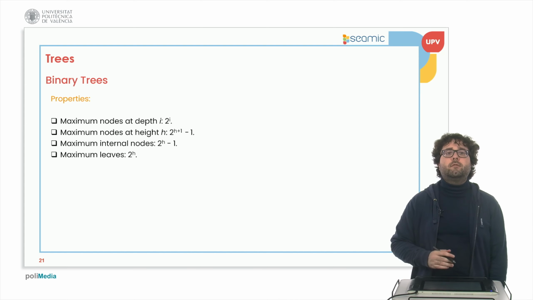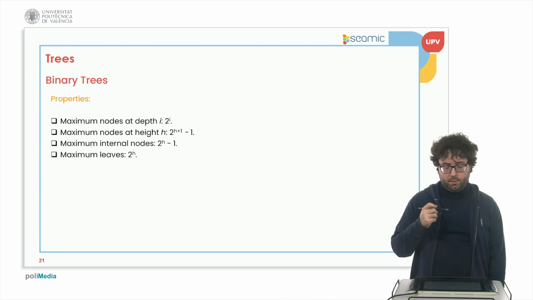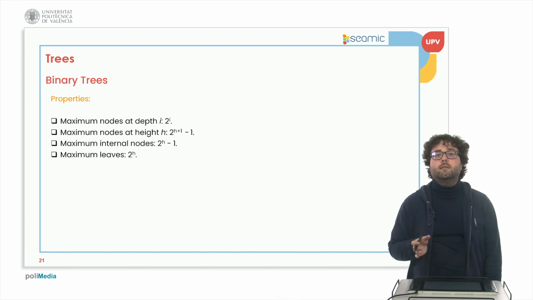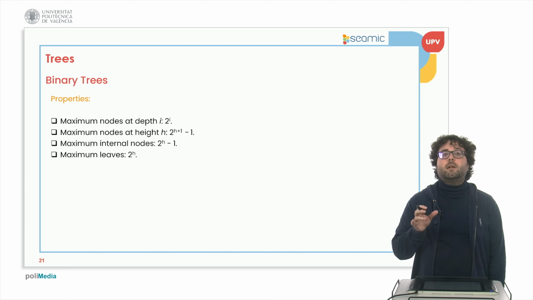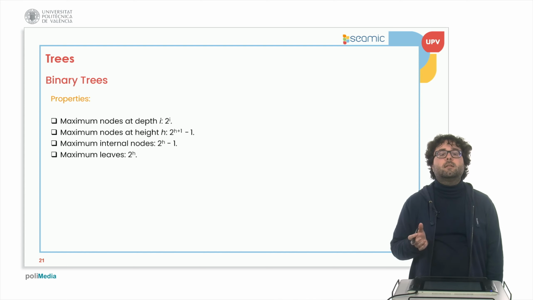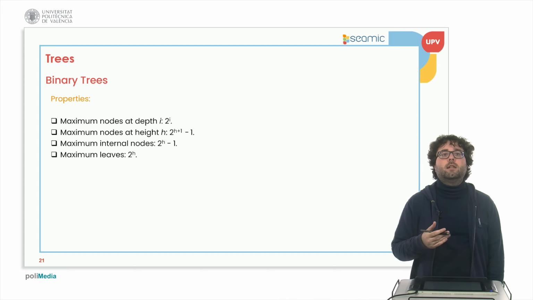Binary trees have several properties, which we can compute the maximum number of nodes at a given depth by operating 2 power the number of the depth. Similarly, given the height, we can compute which is the maximum nodes that that tree would have. The same with internal nodes, and also the maximum number of leaves.